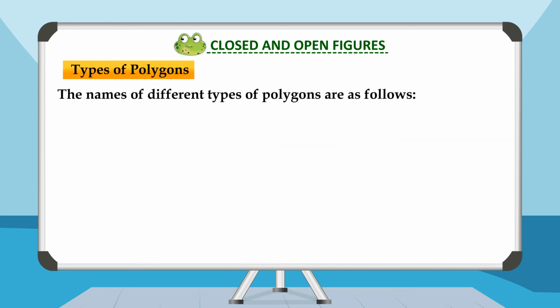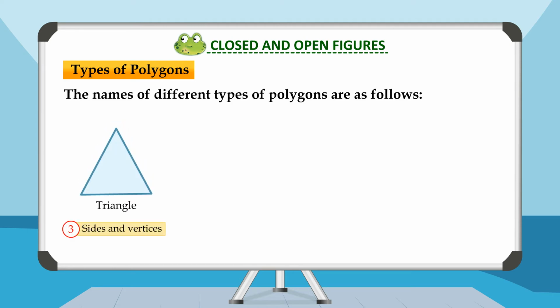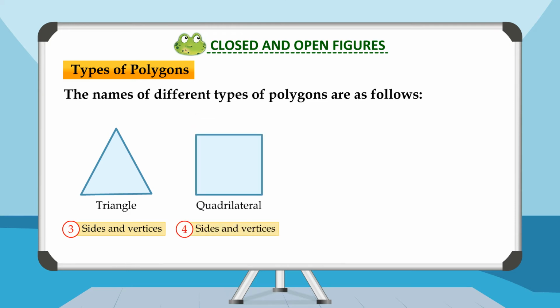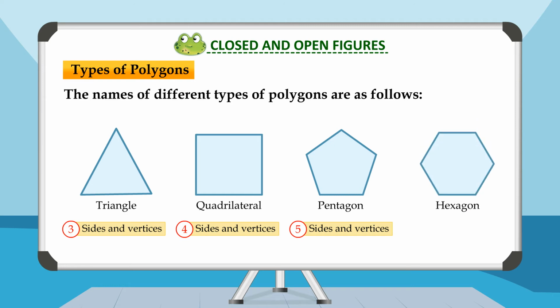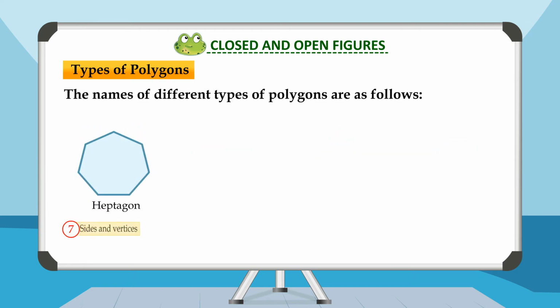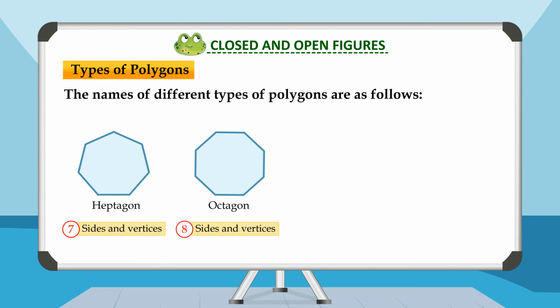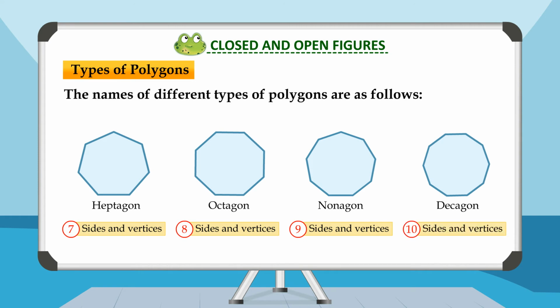Types of polygons. The names of different types of polygons are as follows: triangle, 3 sides and vertices; quadrilateral, 4 sides and vertices; pentagon, 5 sides and vertices; hexagon, 6 sides and vertices; heptagon, 7 sides and vertices; octagon, 8 sides and vertices; nonagon, 9 sides and vertices; decagon, 10 sides and vertices.